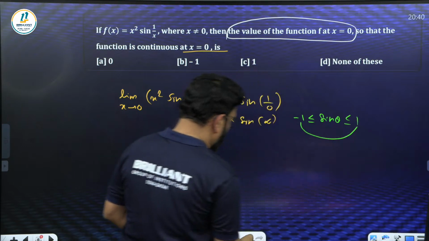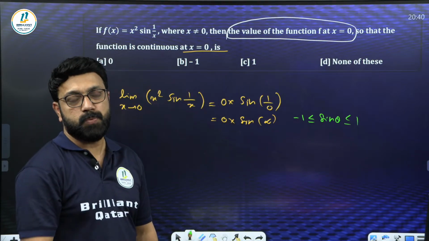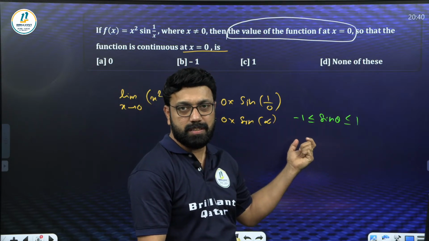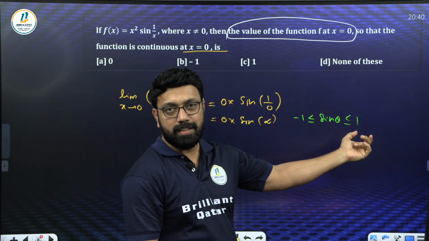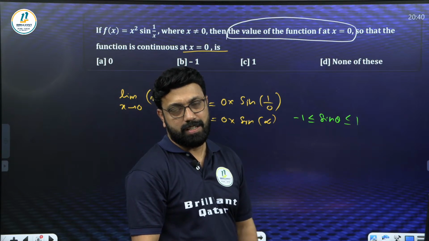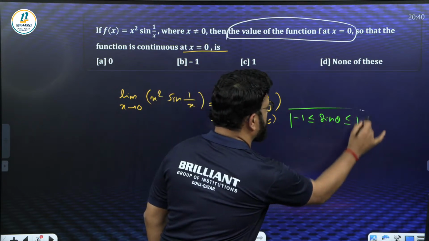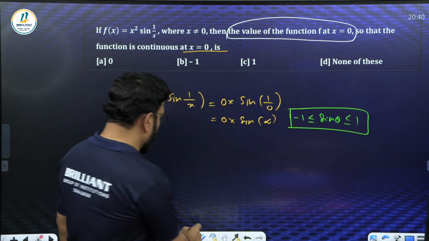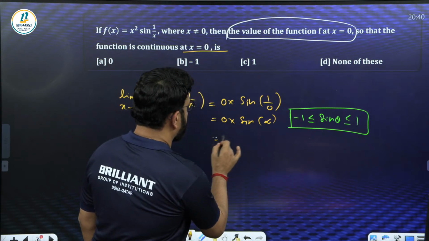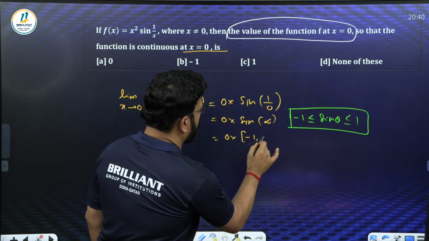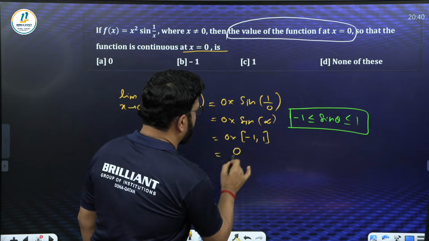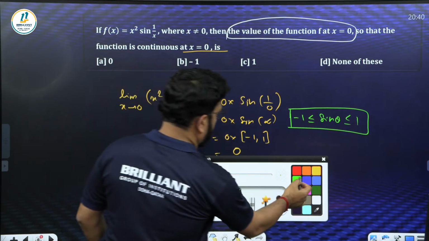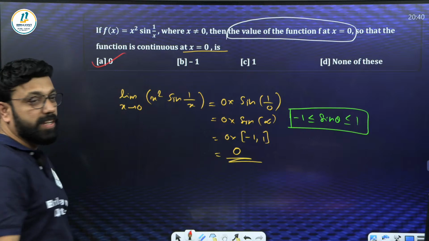That means it is from -1 to +1. The least value of sine is -1 and the greatest, maximum value is 1. So we can write this value is from -1 to 1. So 0 into that value between -1 and 1. 0 into any number goes to what? 0. Then what's the answer? The answer is 0. Very easy.